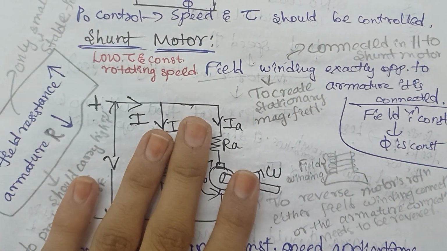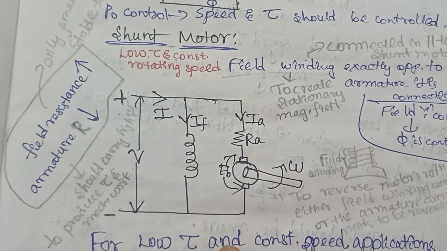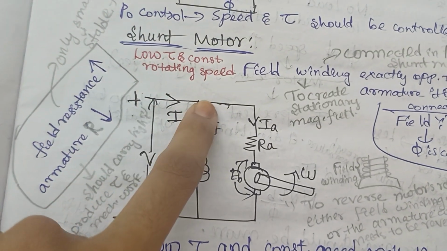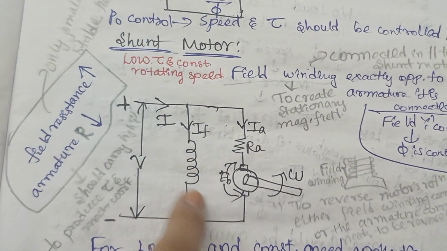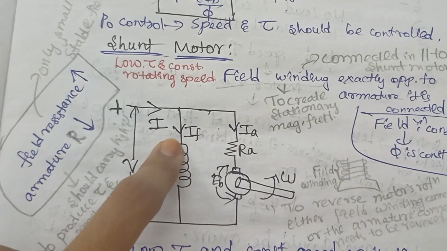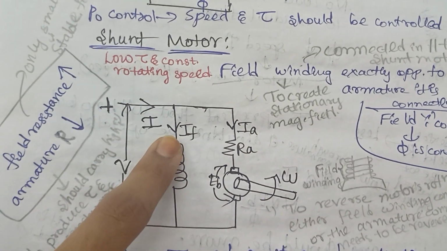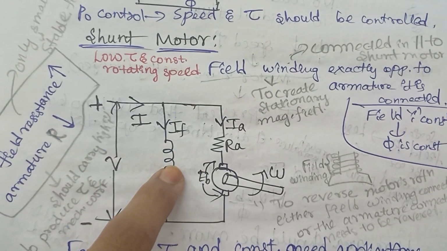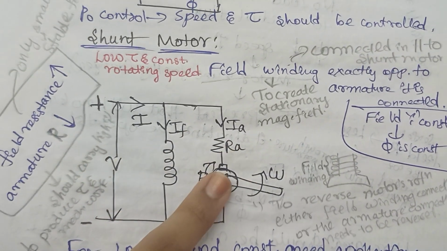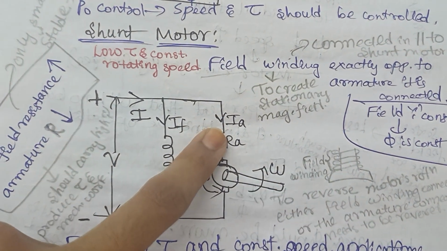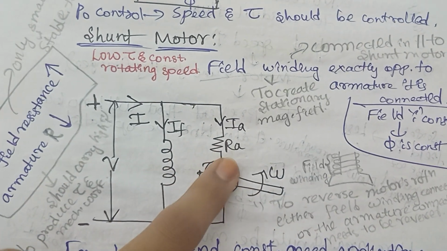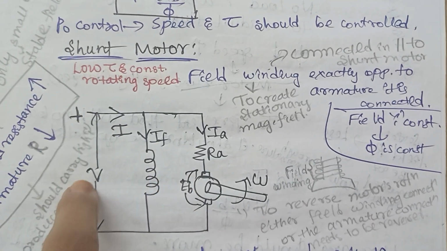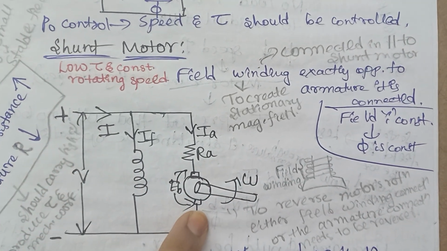Okay, and in this shunt motor, here you have a voltage V, and let us suppose a current I is flowing, and here you have a field resistance, that is field winding, and the current flowing through this field winding, let us suppose it to be IF, and the resistance as the field resistance RF. Through the armature the current flowing, let us suppose it to be IA, and the armature resistance as RA, and here you will have a back EMF which should be exactly opposite to the supply voltage.